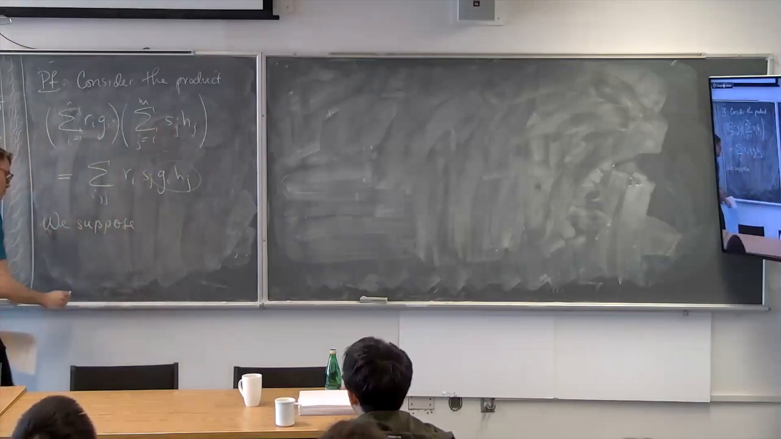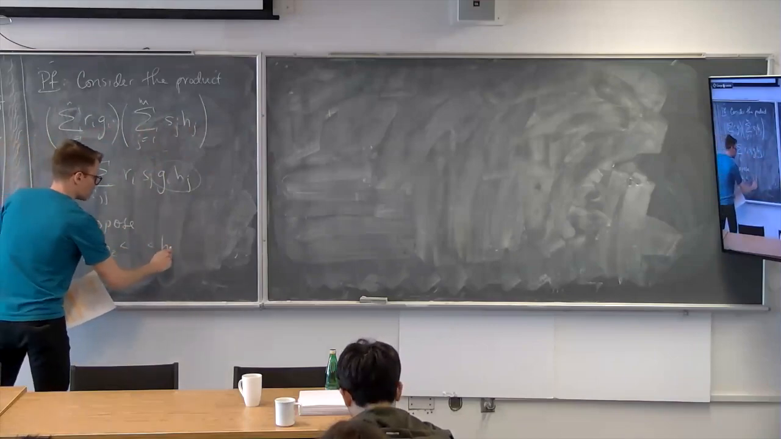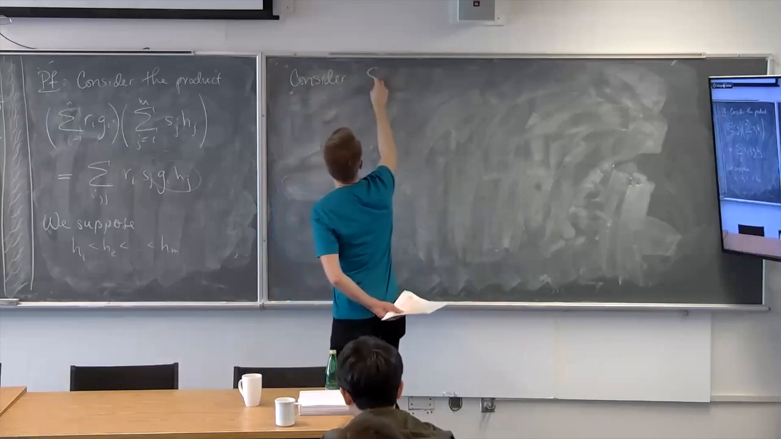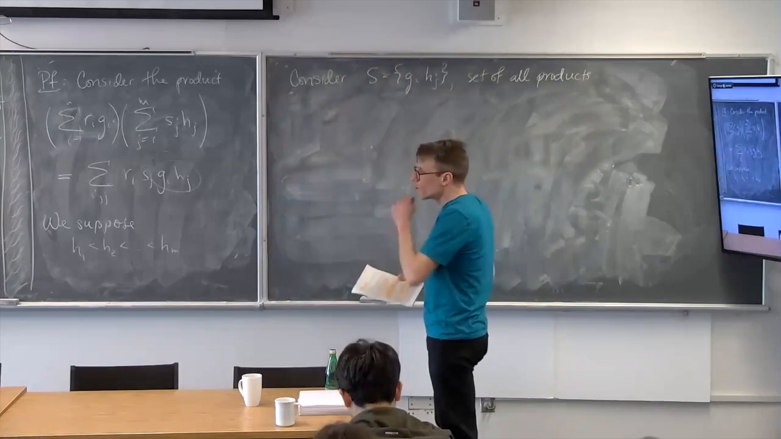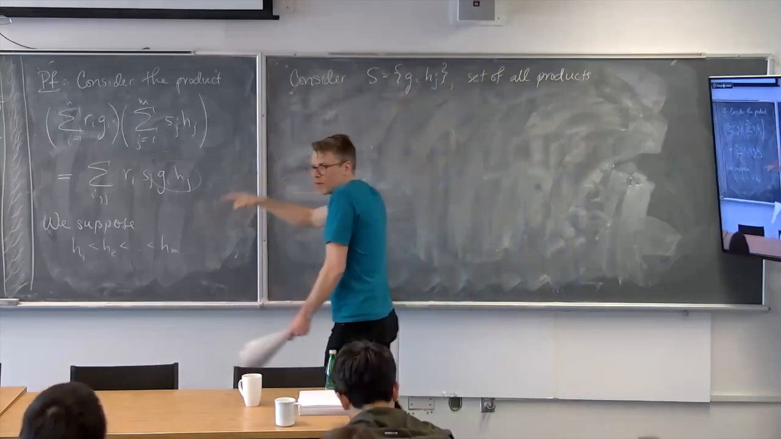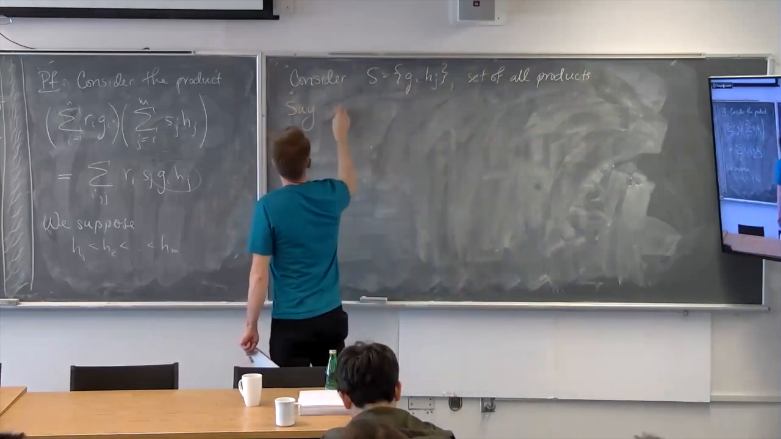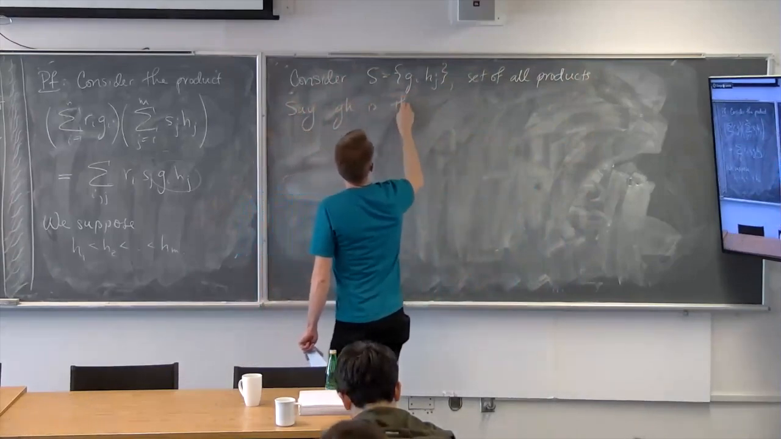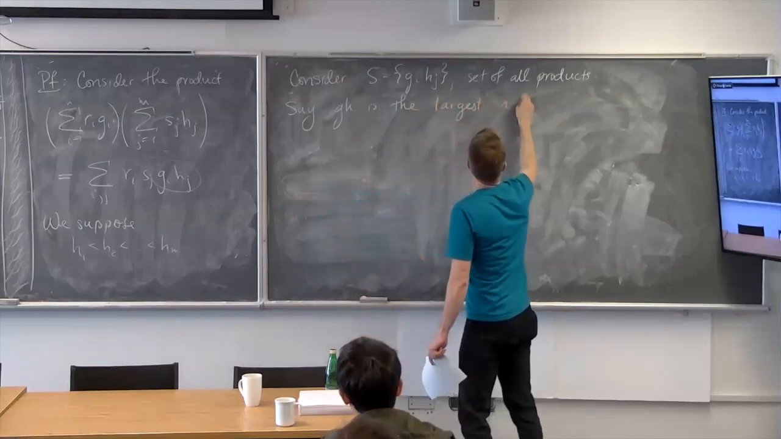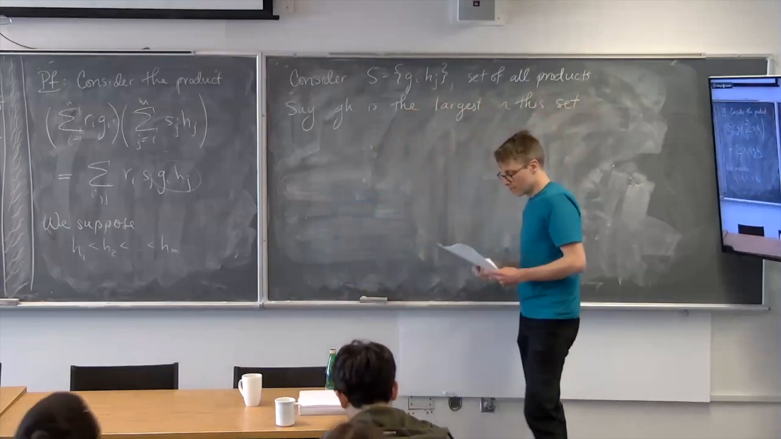So we suppose that H1 is less than H2, is less than HM. Okay. Now, consider the set of all products. And let's say this is a subset of G, a left order group, right? So let's take the largest element from the set. So say GH is the largest in this set with respect to some left ordering of G.